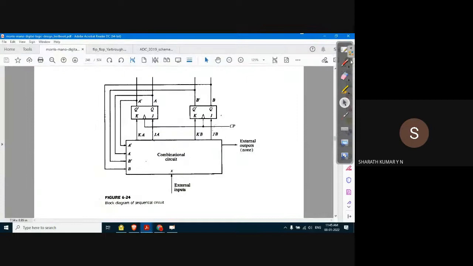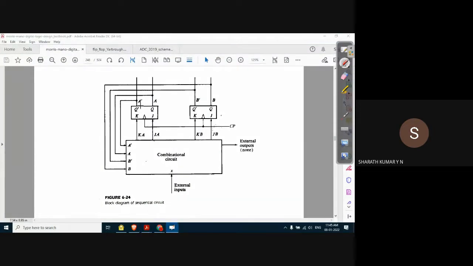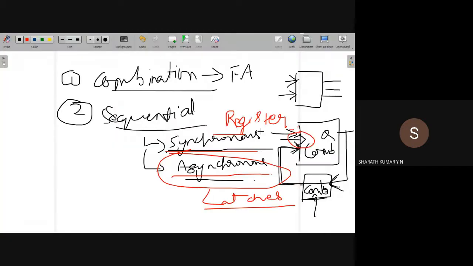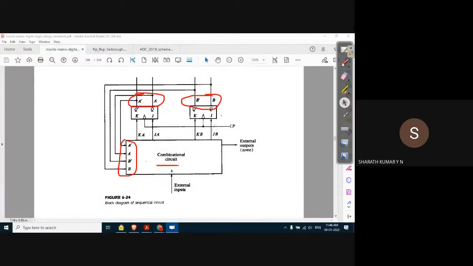So this concept is explained in this diagram. Okay, observe this. We have basically JK flip-flops. The outputs of the flip-flops, A and A dash, that is Q and Q dash, are given as feedback to the combinational circuit. Okay, this is a combinational circuit, something like this. And the output of this combinational circuit, which is available at the feedback, is given as an input to the sequential circuit.